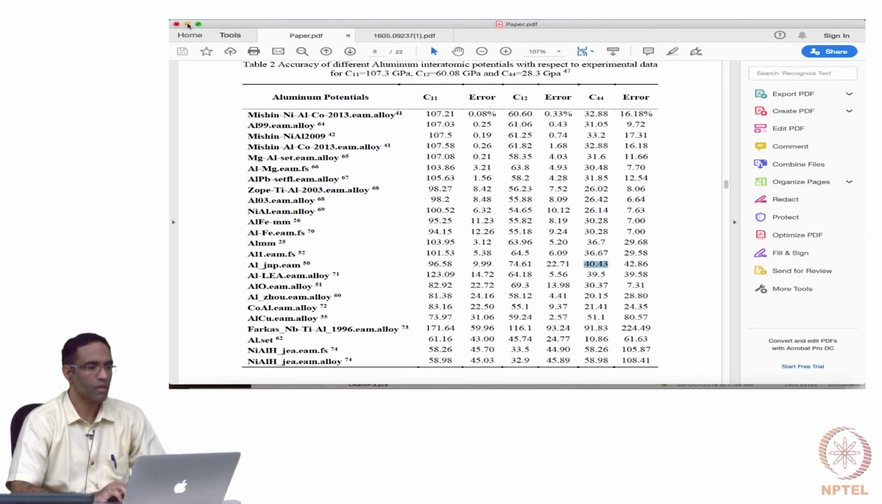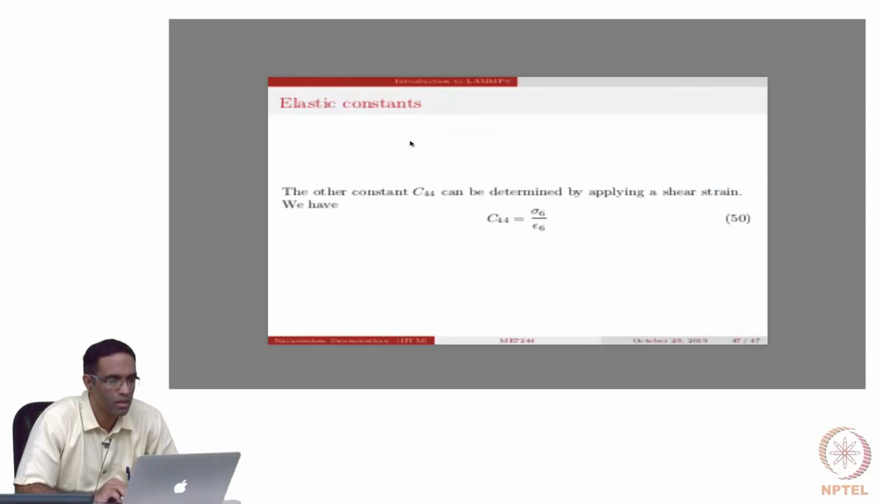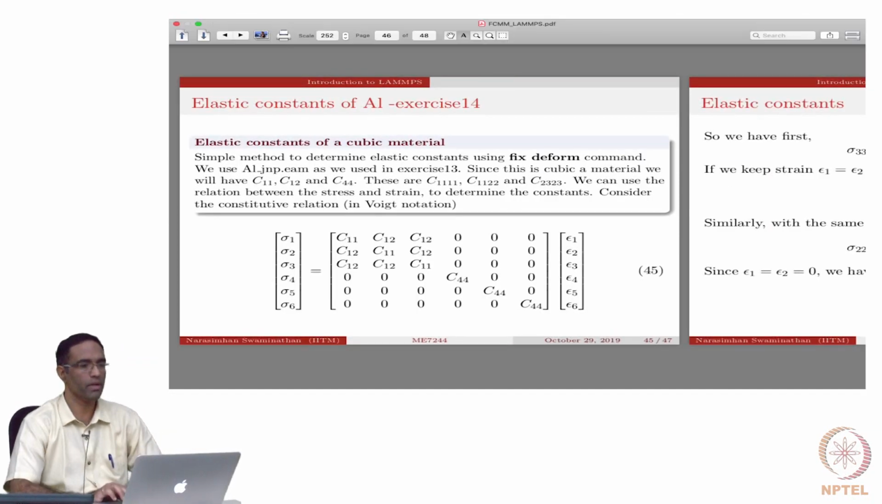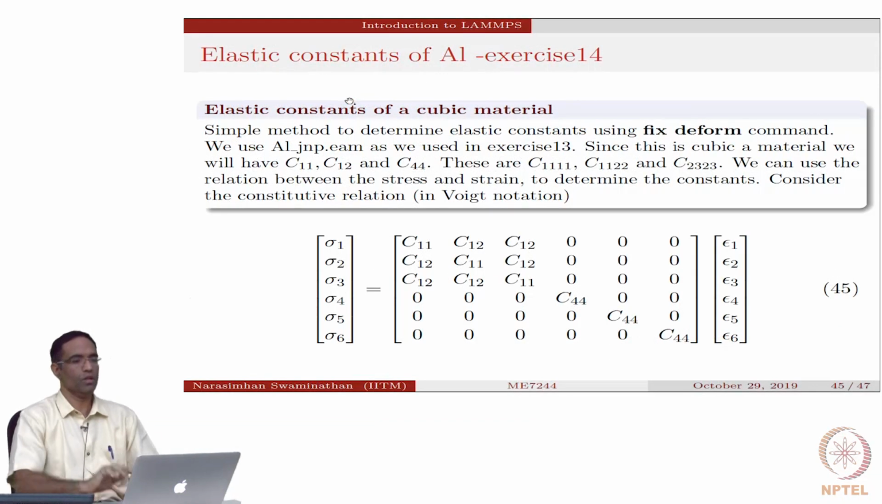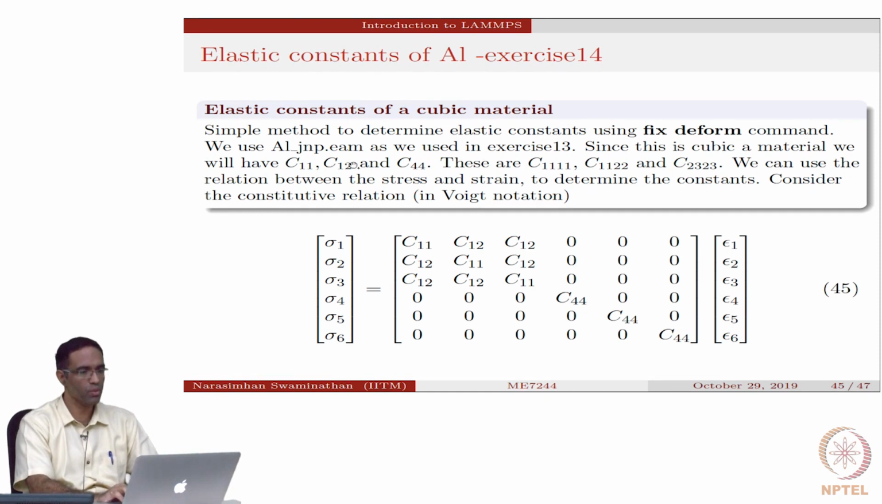Aluminium, as you might know, is a cubic material, right? So aluminium is a cubic metal. Cubic metal means it will have three independent elastic constants, basically C11, C12 and C44. These are the elastic constants written in the Voigt notation. I hope you know what Voigt notation is. This is essentially C1111, C1122 and C2323, if you will.